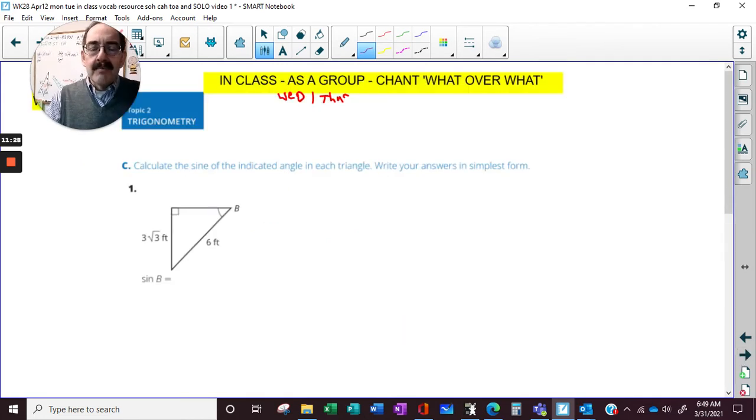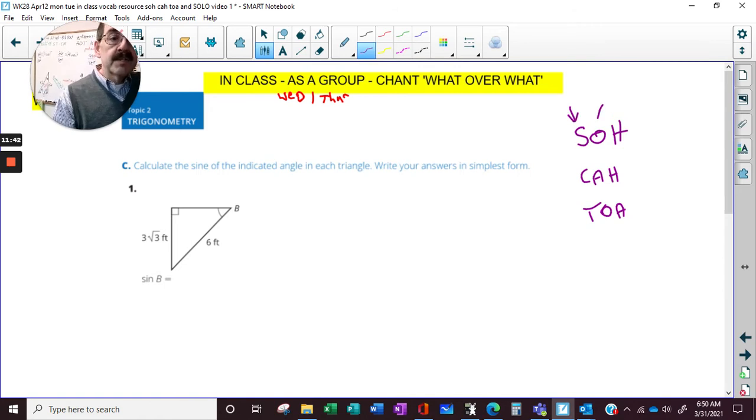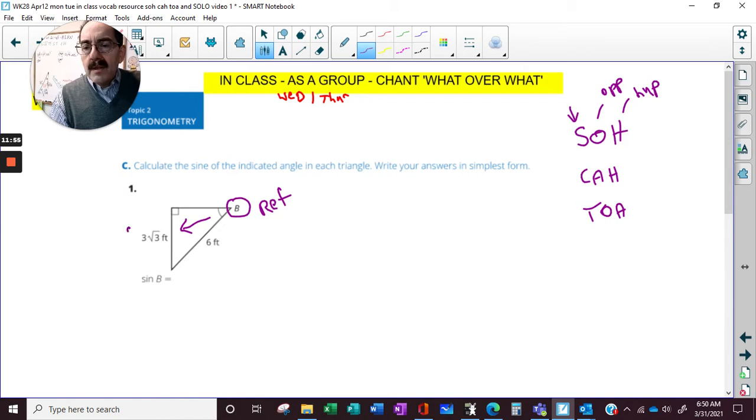Alright. As a group, we're going to chant on Wednesday and Thursday. Here we go. The sine, SOH CAH TOA. Sine is the Oscar has, the opposite over the hypotenuse. Alright? So here we go. Opposite over hypotenuse. Oh, we got to label again. The reference, the OPP, the HYP. So the sine of B is 3 radical 3 over 6.